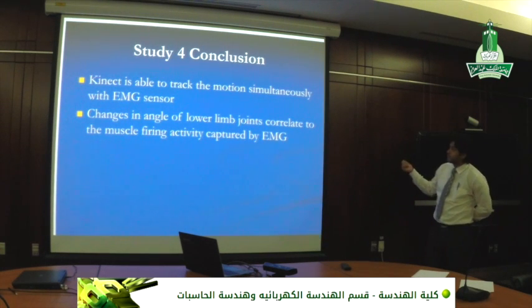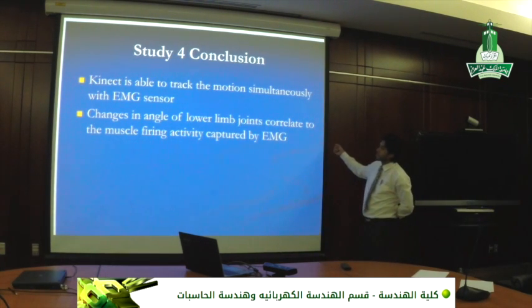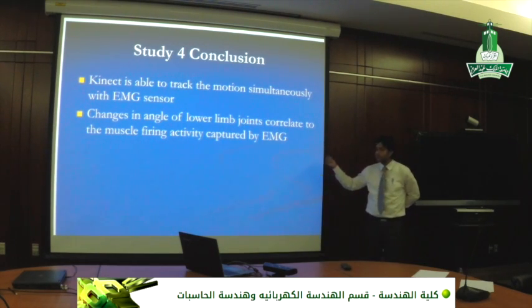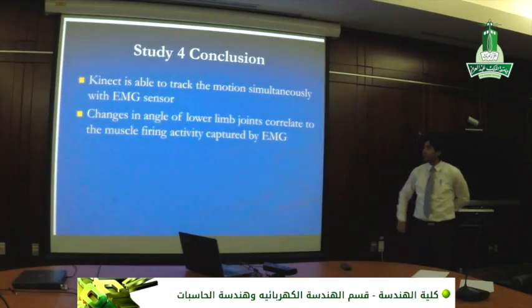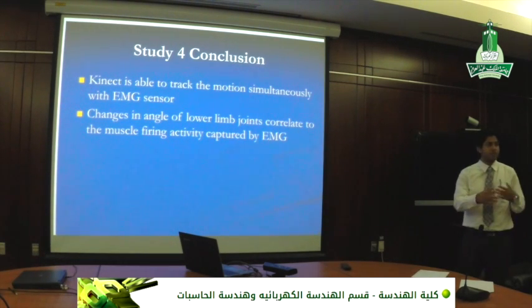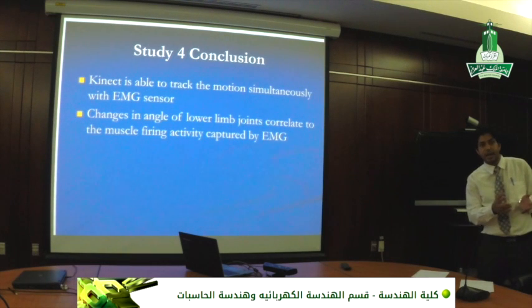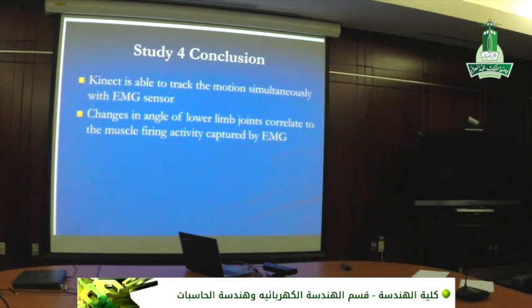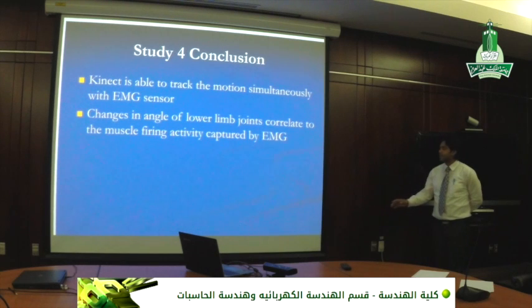The conclusion for the study was that Kinect is able to track the motion simultaneously with the EMG sensor. Change in angle for lower limbs correlates to the muscle firing activity. Although there is further work which could be done here, calculating what the change in the angle is when the EMG muscle firing activity happens, due to some delays and problems, we were not in a position to satisfy the criteria as of now.